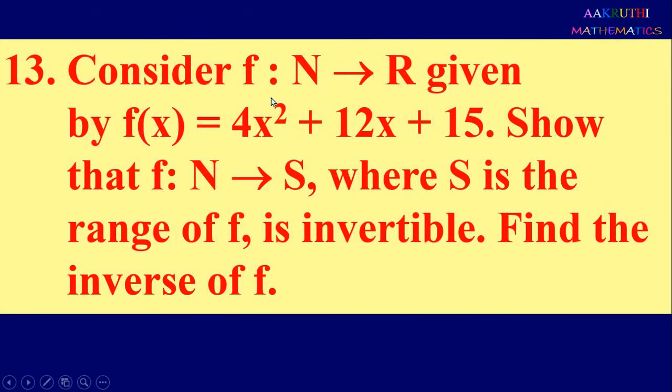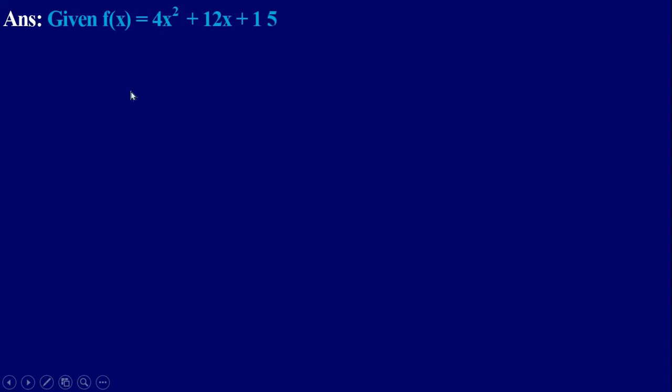So next problem: consider a function f from N to R given by f of x is 4x square plus 12x plus 15. Show that f from N to S, where S is the range of f, is invertible. Find the inverse of f. Now here you have to prove that f from N to S is invertible and you have to find the inverse of the function f. Now here it is given f of x is 4x square plus 12x plus 15.